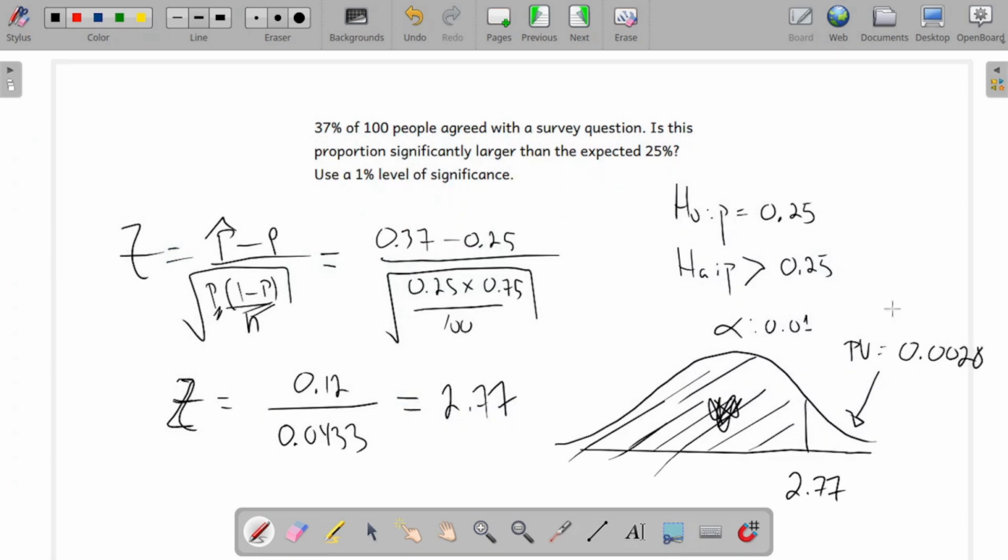0.0028, which is considerably smaller than the level of significance here. So that means we have evidence to reject the null hypothesis at the 1% level of significance. We'll look at the confidence interval using the same question values in the next video. This video ends here.